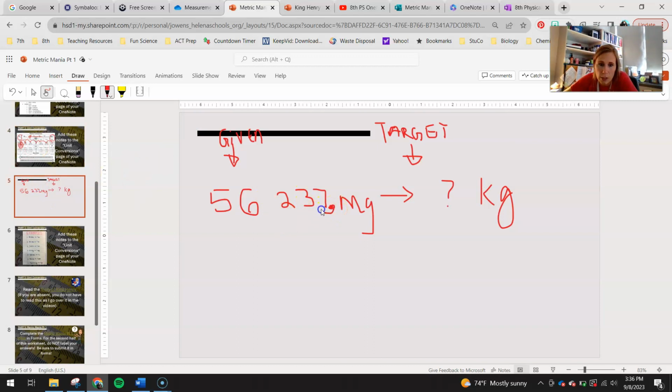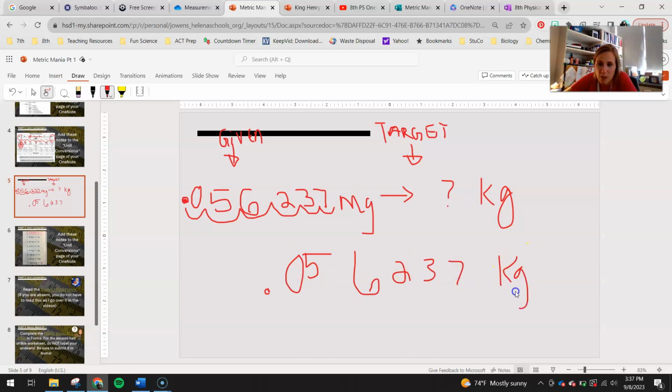So our decimal's here. We're going to go 1, 2, 3, 4, 5, 6. Replace our token. Our token is now here. It's no longer at the end. Get rid of our token here. And then we're going to fill in this 1 extra space with a 0. So our final number is going to be 0.562237 kilograms. So that's a pretty small number. If we have a lot of milligrams, we're only going to have a small amount for our kilograms.